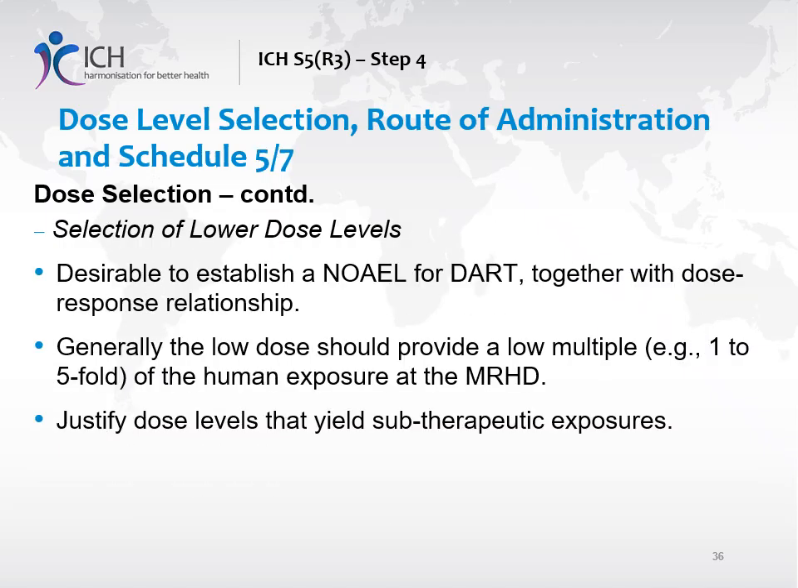Selection of lower dose levels. It is generally desirable to establish a no observed adverse effect level for DART. The selection of lower dose levels should take into account exposure, pharmacology and toxicity, such that the dose response of findings can be established when appropriate. The low dose should generally provide a low multiple, e.g. 1 to 5-fold, of the human exposure at the MRHD. Those levels that yield exposures that are subtherapeutic in humans should be justified.